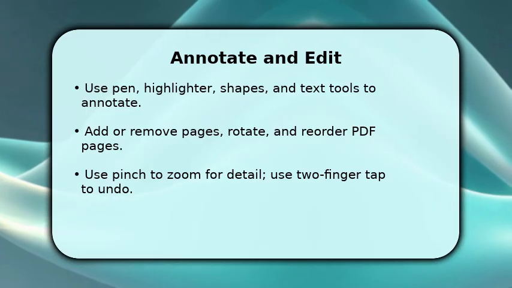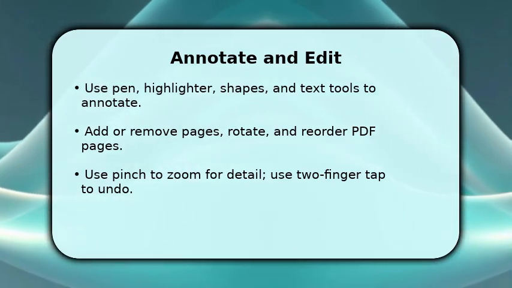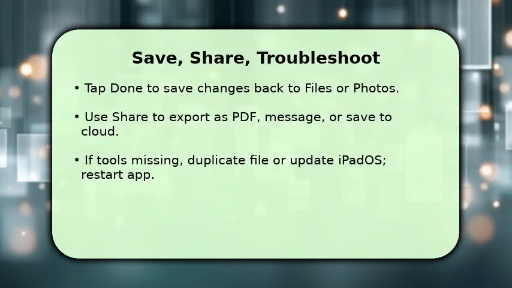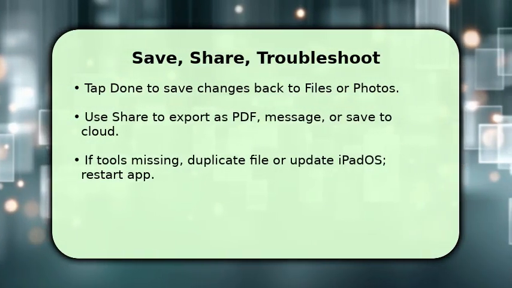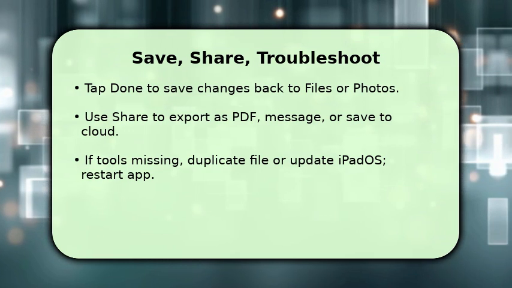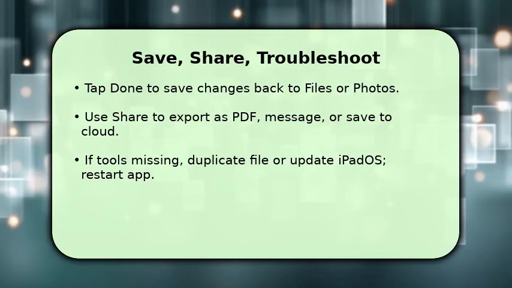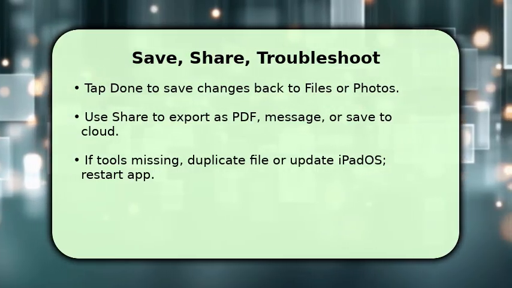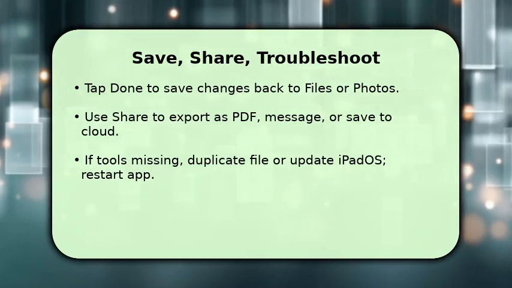Once done, double-check annotations sit on the right page so nothing shifts during export. Finish by tapping Done so your edits save to the original file or album. This avoids accidental loss. If you need a separate copy, use Share and Export as PDF to send or save to iCloud, Mail, or another app. Make sure recipients get the flattened file if you need fixed annotations.